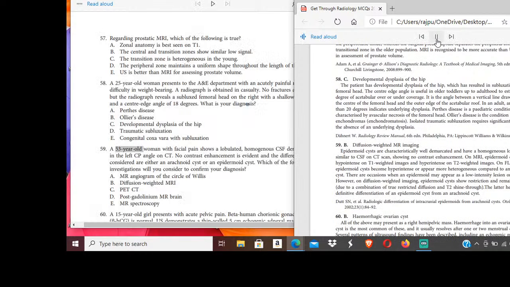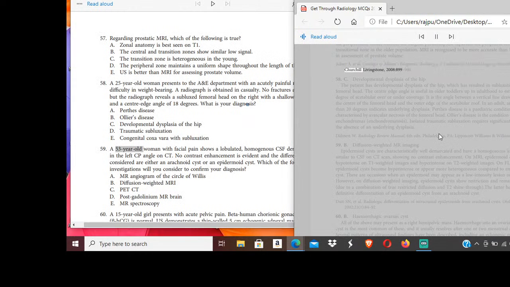New York, Churchill Livingstone, 2008:899-900. 58, C. Developmental dysplasia of the hip. The patient has developmental dysplasia of the hip, which has resulted in subluxation of the femoral head. The center edge angle is useful in older toddlers up to adulthood to estimate the degree of acetabular over or under coverage. It is the angle between a vertical line drawn up from the center of the femoral head and the outer edge of the acetabular roof. In an adult, an angle less than 20 degrees indicates underlying dysplasia.